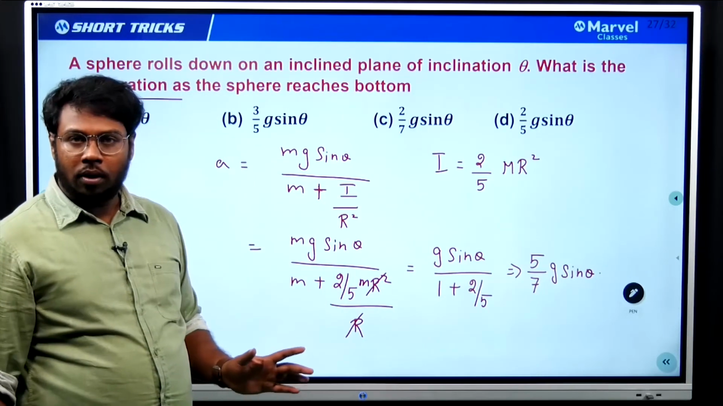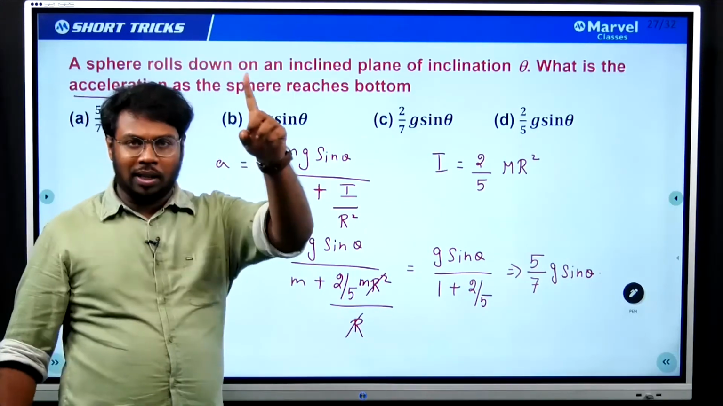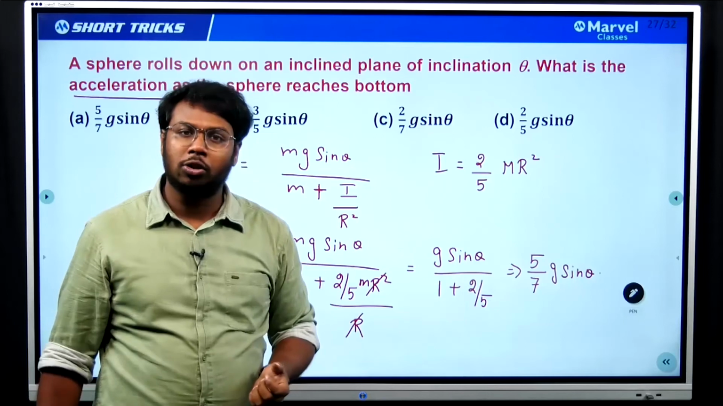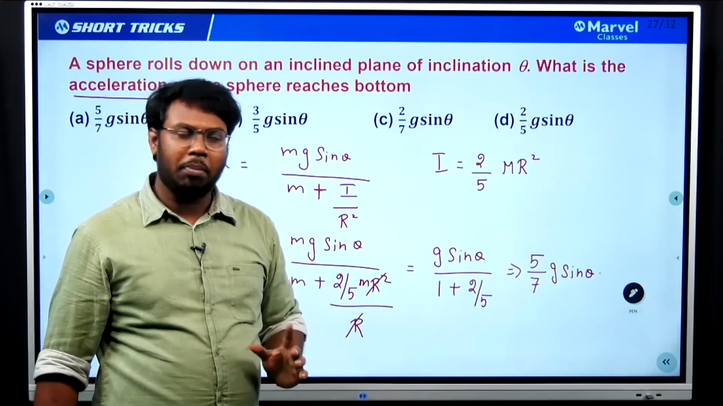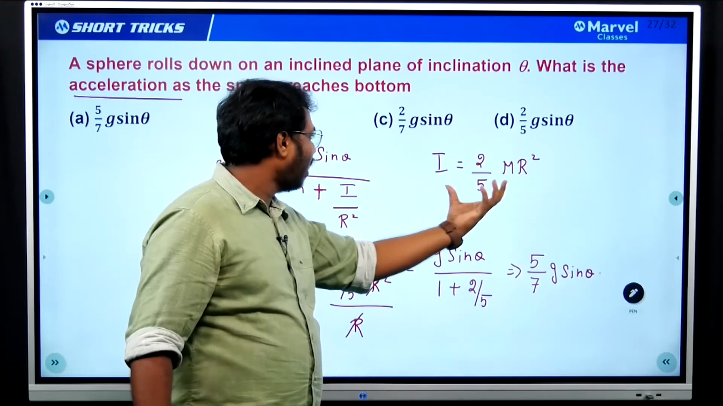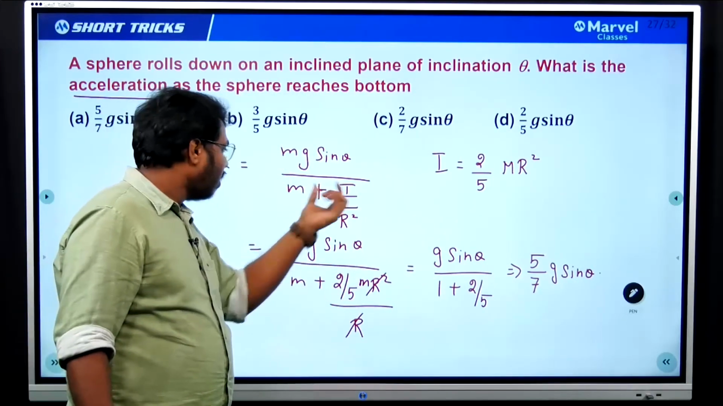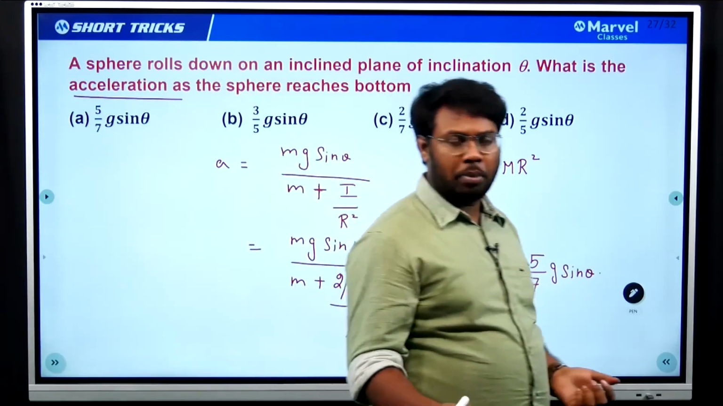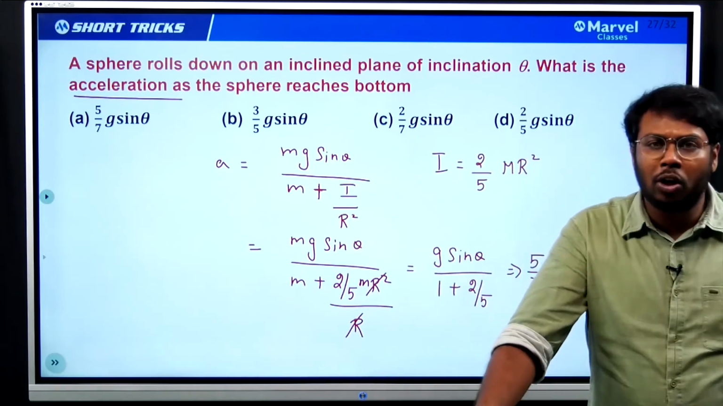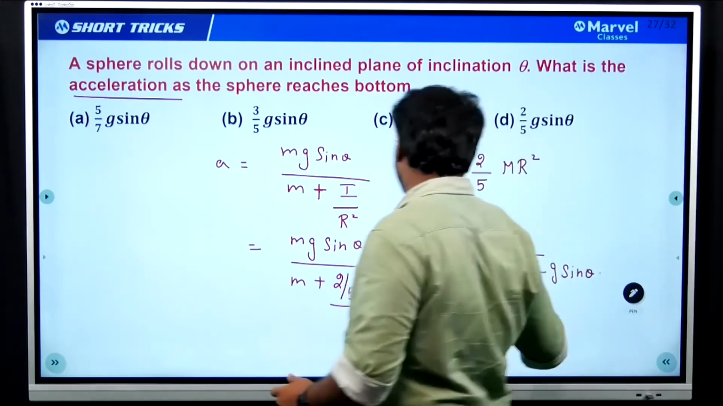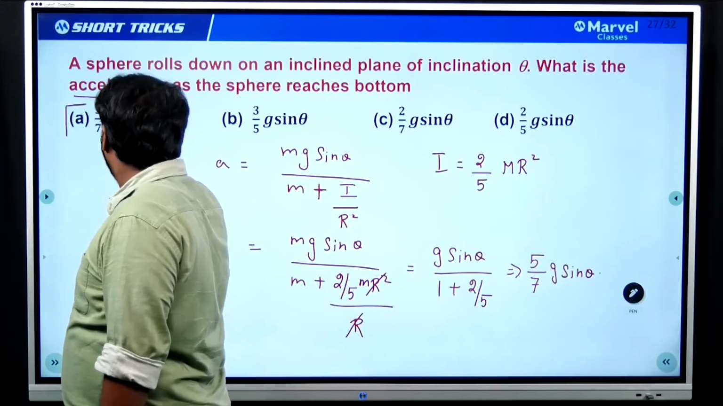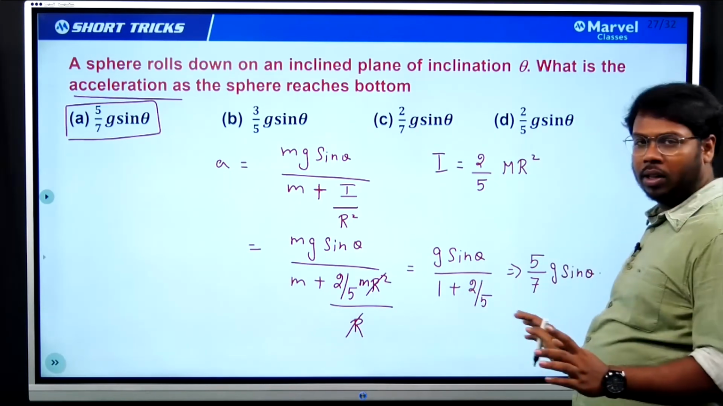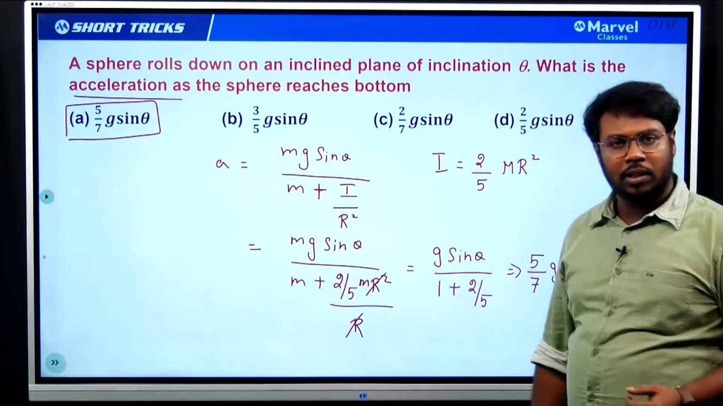You see, I don't have to do anything. The only thing that I have to remember to solve this problem is the moment of inertia of a solid sphere. Once I can remember that, all I have to do is take the entire equation and plug it in the place of I, and the rest is simple algebraic mathematics. So this will directly bring you to the required answer. For this particular question, the answer is option A. See, this is how easily it is done. You don't have to do anything other than remembering this inertia in here.